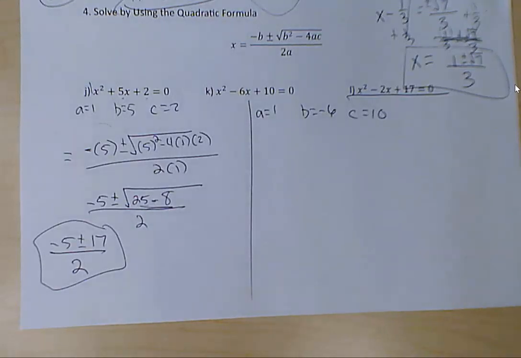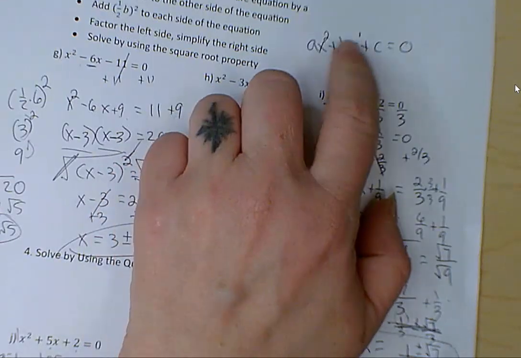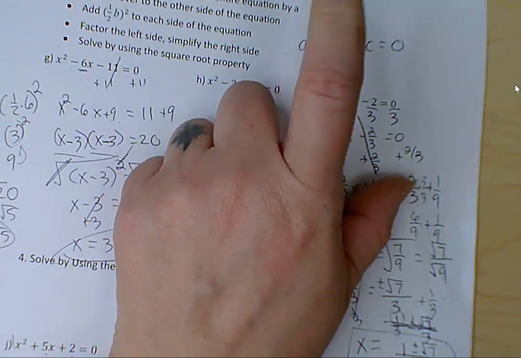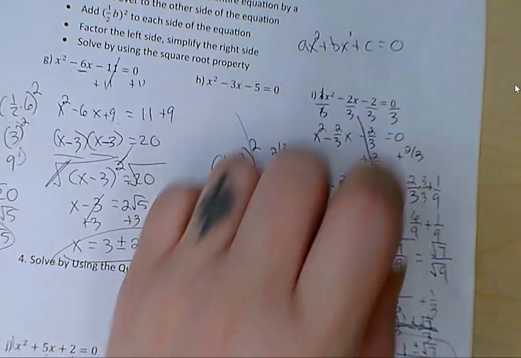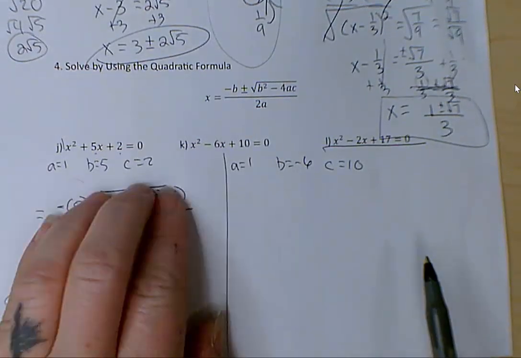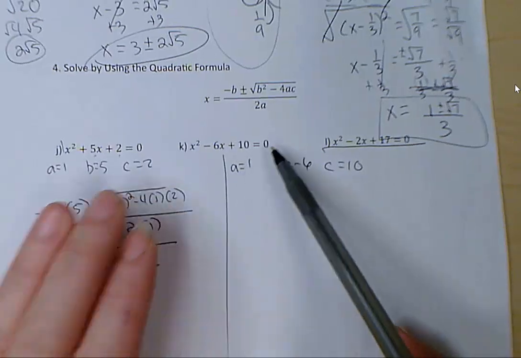The fourth technique is the quadratic formula. The quadratic formula is one of the most famous formulas known for solving quadratic equations. It's just a big order of operations problem where we take a, b, and c from our quadratic equation. Again, a for x squared, b the coefficient of x, c is our constant, in order to plug it into this formula. So for the first example, a is 1, b is 5, c is 2.